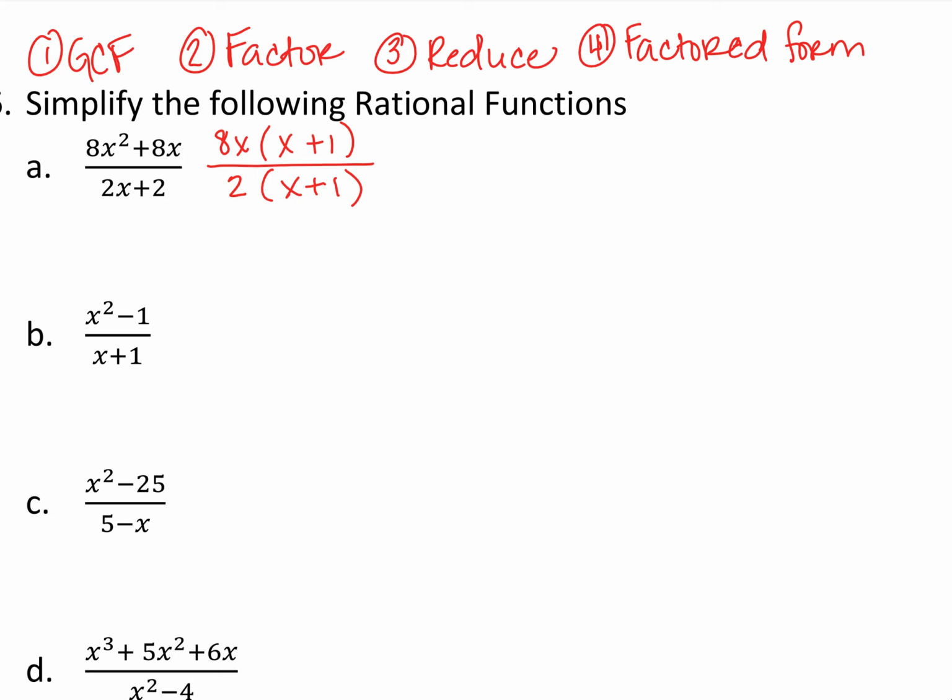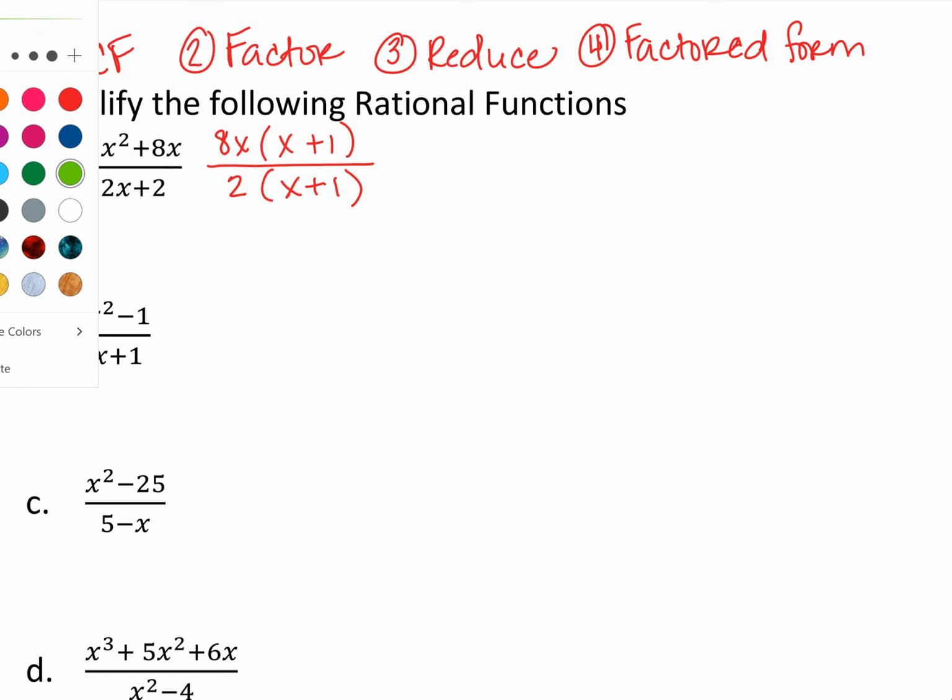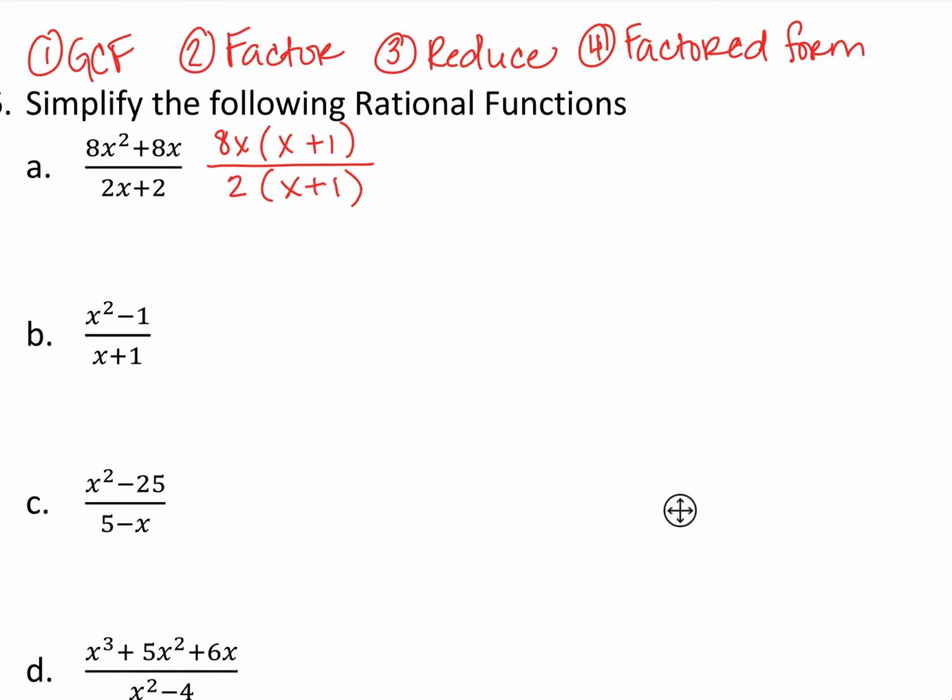Now I'm going to reduce. That means I'm going to take the matching things, that x plus 1, and they're going to cancel each other out. I'm going to be left with 8x over 2. Well, 8x over 2 also reduces. 8 divided by 2 is 4. So I know my final answer is just going to be 4x.